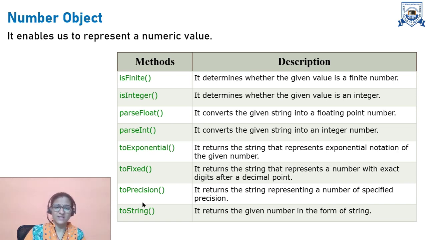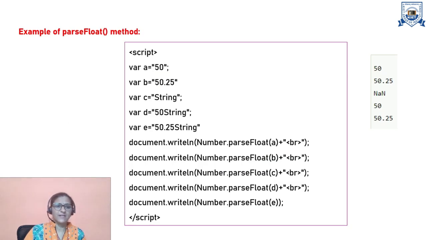toFixed, it returns the string that represents a number with exact digits after a decimal point. toPrecision, it returns the string representing a number of specified precision. toString, it will return a given number in the form of a string. Now take the example. Here in the variable a, we have provided 50. In b, 50.25. In c, a string. Here 50, string 50.25. These are the variables containing these types of values.